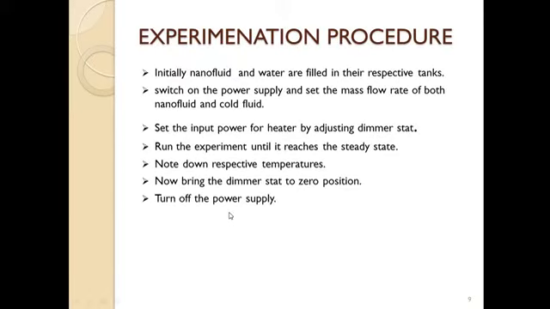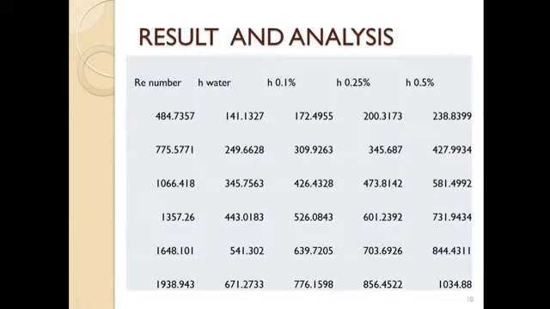The experimental procedure is as follows. Initially, nanofluid and water are filled in their respective tanks, the hot and cold circuits. We switch on the power supply and set the mass flow rate for both the nanofluid and the cold fluid. We set the input power of the heater by adjusting the dimmerstat, the auto transformer. We run the experiment until it reaches steady state. We note down the temperatures, then bring the dimmerstat to the 0 position and turn off the power supply, and repeat this 3 to 4 times until we get the respective values.